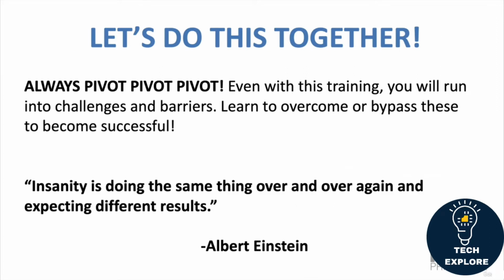And this is the last thing I want to point out. Always pivot, pivot, pivot. Even with this training, as I mentioned, you will run into challenges, barriers, roadblocks. Learn to overcome or bypass these to become successful. As Albert Einstein said, insanity is doing the same thing over and over again and expecting different results. Guys, if you run into roadblocks, stop, think, see how you can overcome that challenge. Do a little bit of additional research. Don't just give up or try the same thing over and over and over, because I guarantee you will run into roadblocks, and it's up to you to be able to get around them.